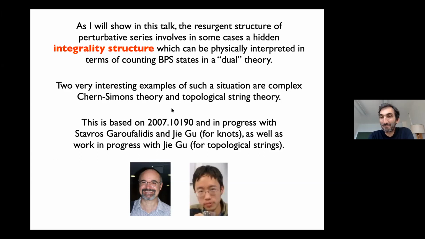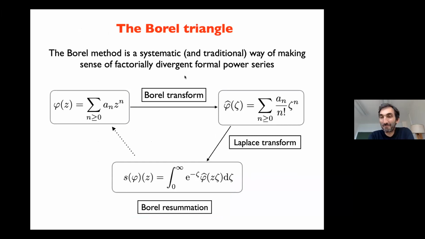So I have to say that historically, this was slightly twisted because originally I started working with Jie on the case of topological strings, but then we realized that many things already in the context of complex Chern-Simons theory were not properly understood and not fully computed in previous work. So we switched to complex Chern-Simons theory, and then now we are trying to come back to topological strings. But as you will see, the formal structure of the two problems is very similar, which is already an interesting thing.